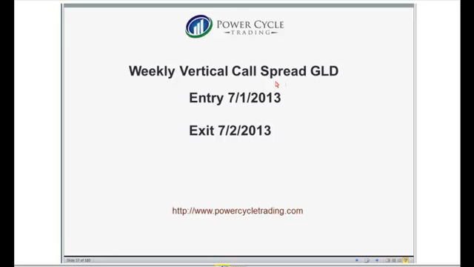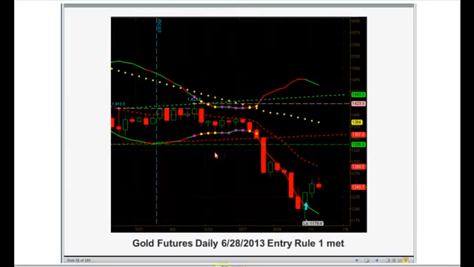Here's a weekly vertical call spread that I did. This is on GLD, and this was entered into yesterday, got out today. I'll just take you through the trade setup and why I looked at doing the trade. Here's gold. We trade a lot of gold futures. Here's gold futures on our trading model. I don't have the whole model in here, but this was our one-step rule.